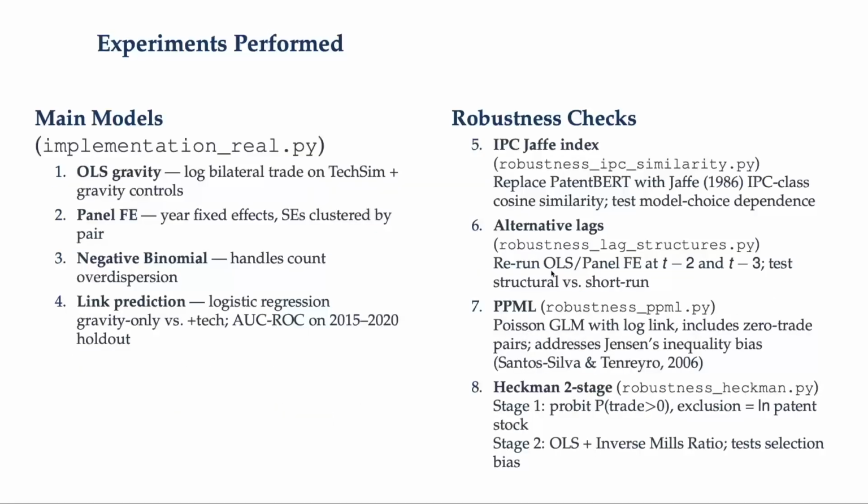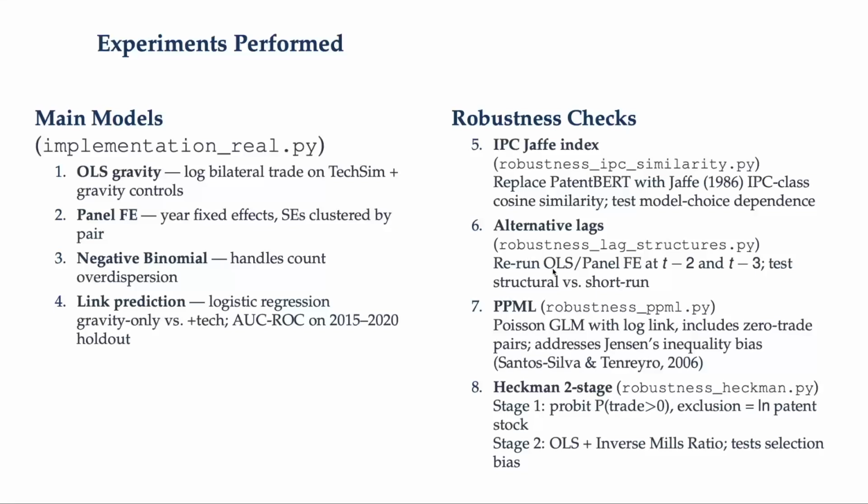A little more specifically about what type of model is used: the main model is the OLS gravity model, using log bilateral trade on technology similarity as well as the original gravity control variables. On top of that, I use the panel fixed effect model. In addition, I add year fixed effects and calculate standard errors clustered by country pairs. And I checked with the negative binomial model to handle overdispersion.